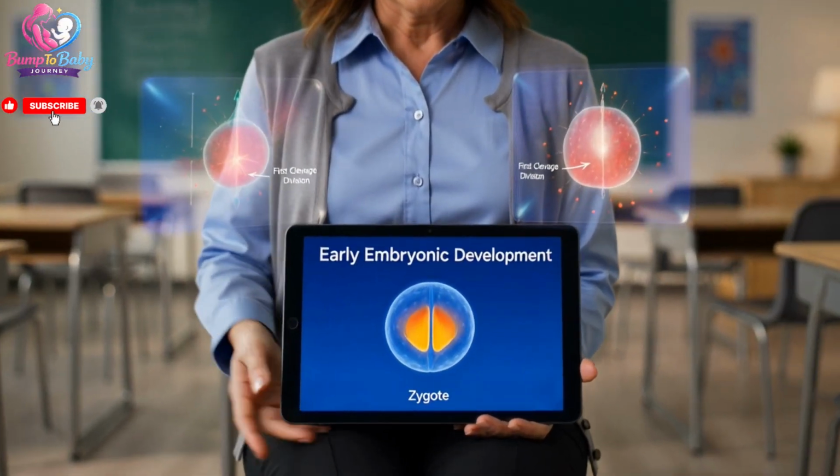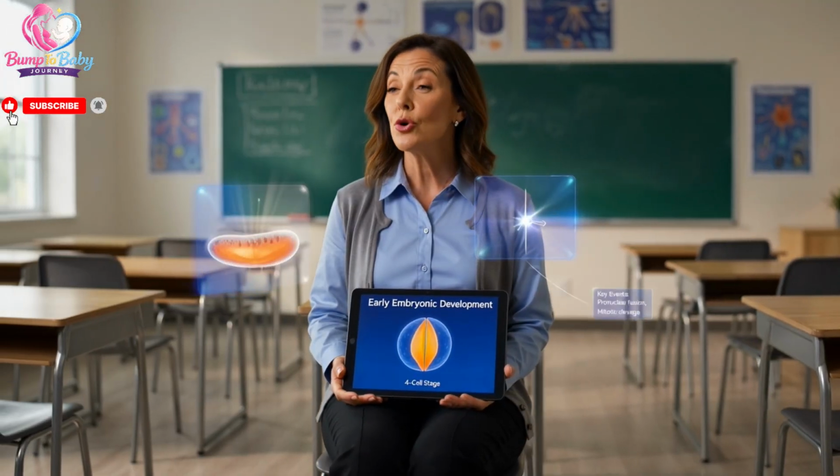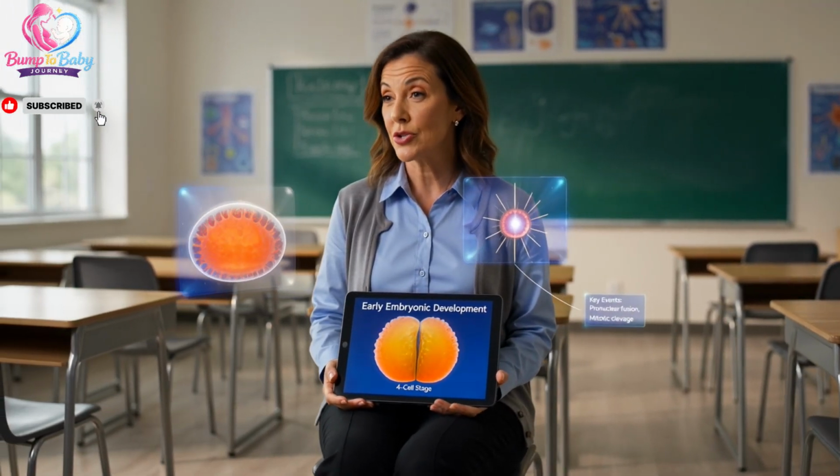Today, we'll explore early embryonic development, starting with the zygote. The zygote undergoes its first mitotic division, becoming 2 cells. This process continues to the 4-cell stage, ready for implantation.